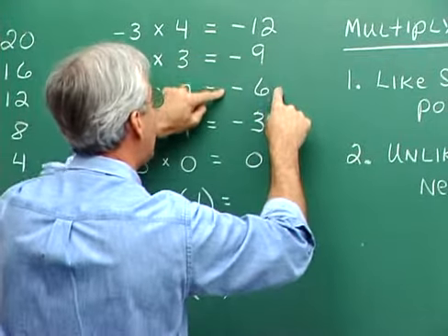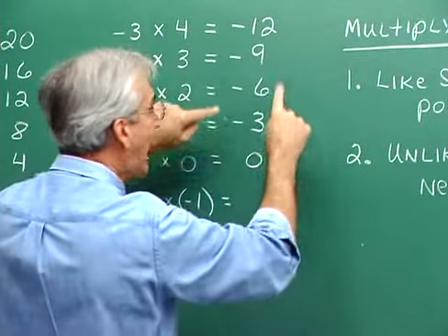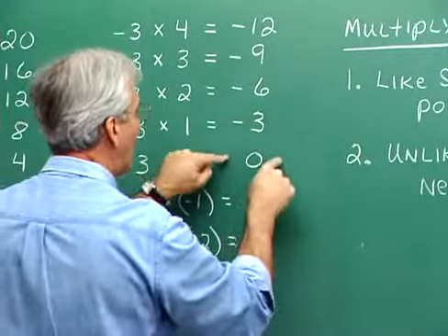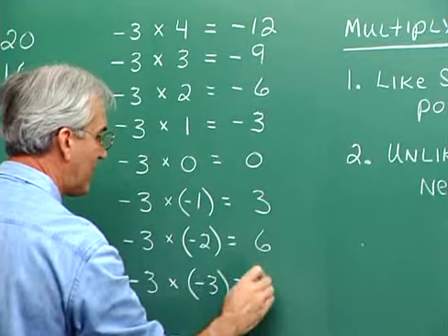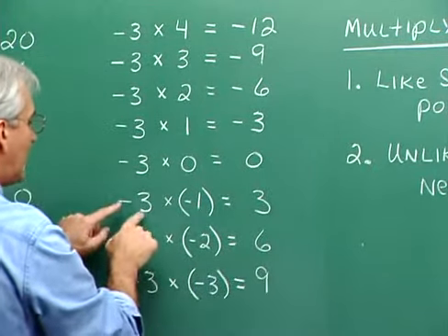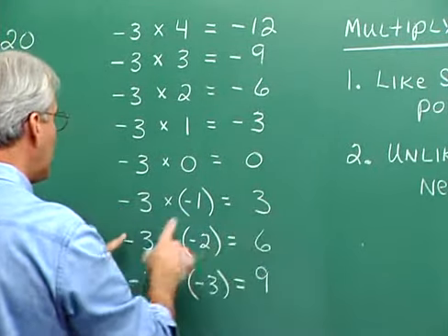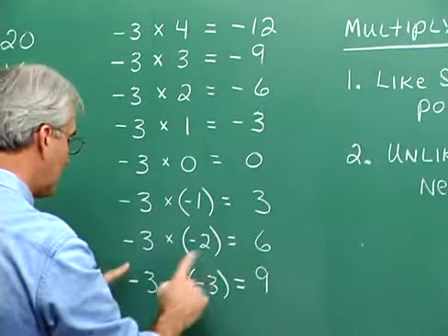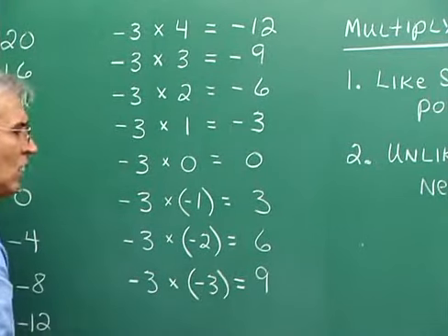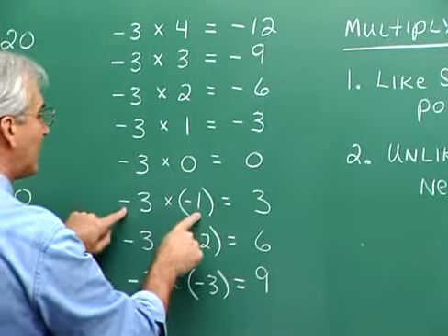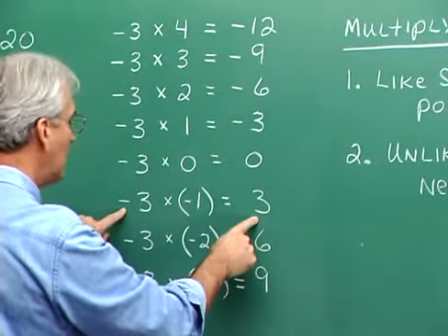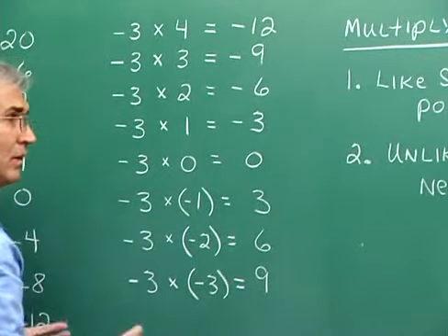Add 3 to this, we get that. Add 3 to this, we get that. Add 3 to this, we get that. Add 3 to this, and we get 3. Add 3 again to get 6. Add 3 again to get 9. So negative 3 times negative 1 is 3. Negative 3 times negative 2 is 6. Negative 3 times negative 3 is 9. What we're establishing here is the idea that when we multiply two negative numbers, we get a positive result. Negative times negative is positive.